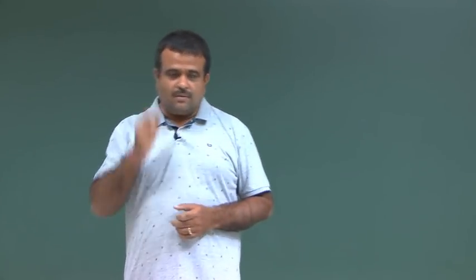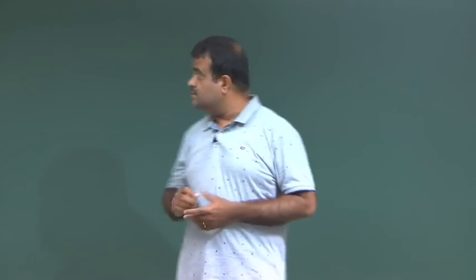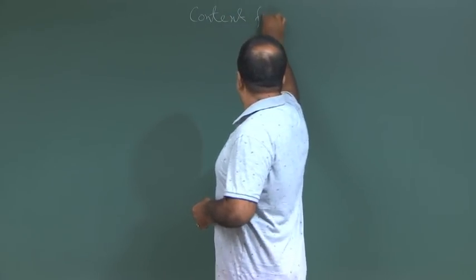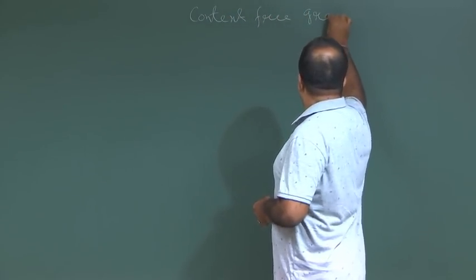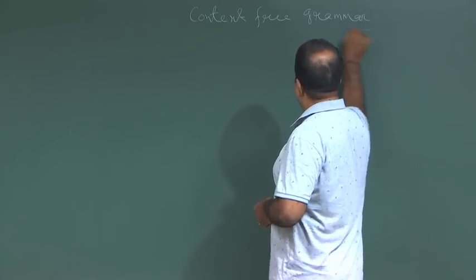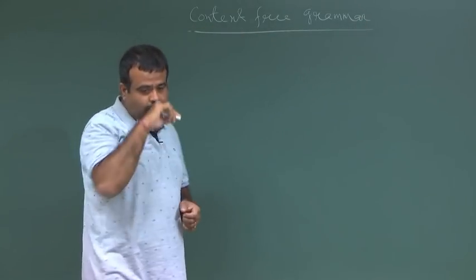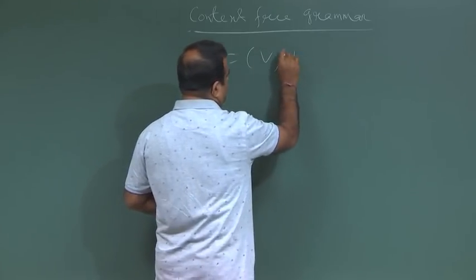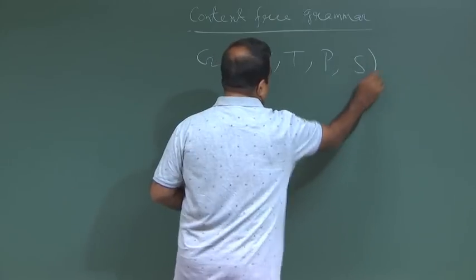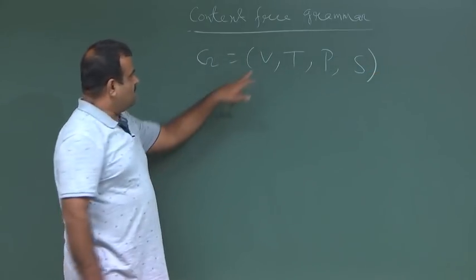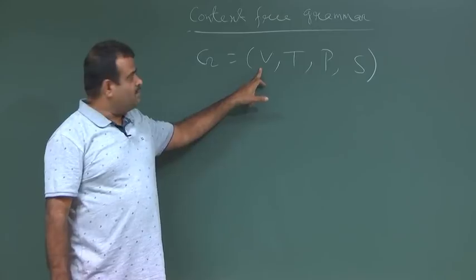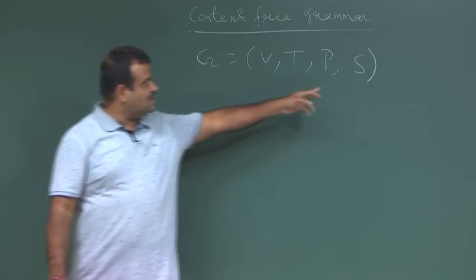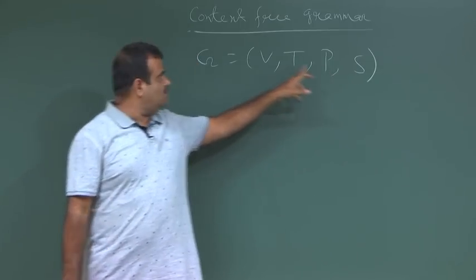Okay, so we are talking about context free grammar and context free language. So, just to recap, it is a four tuple where V is the finite set of variables, T is the finite set of terminals, P is the production rules, and S is the starting variable, which belongs to V.